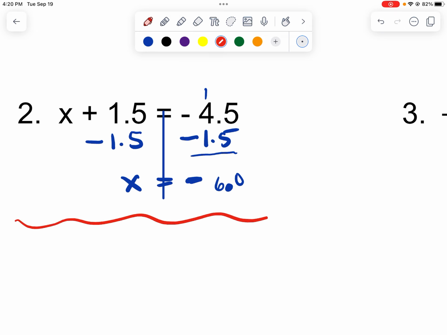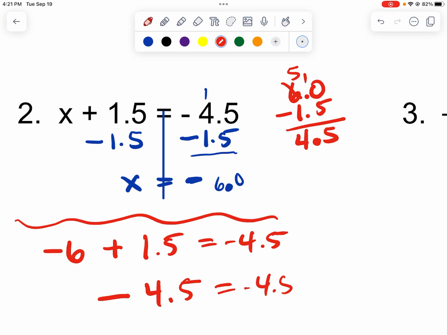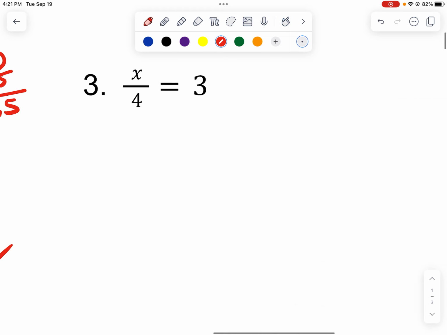I'm going to check my work and make sure it works. Sorry, try that again. Negative 6, not positive 6, plus 1.5 equals negative 4.5. Okay, there are more negatives, so my answer is going to be negative. 6.0 minus 1.5. I borrow. That gets me 5, period. That gets me 4, so negative 4.5. So look at that. It works. So this is my answer. Negative 6 is my answer.